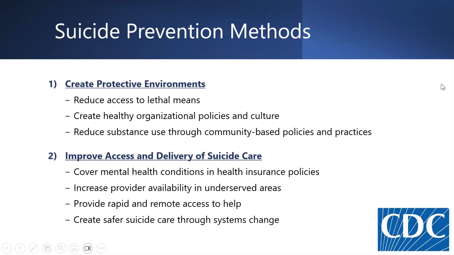The next 3 slides contain 6 overall suicide prevention methods. The first method is to create protective environments by reducing access to lethal means among persons at risk for suicide, creating healthy organizational policies and culture, and reducing substance use through community-based policies and practices. The second method is to improve access and delivery of suicide care by covering mental health conditions and health insurance policies, increasing provider availability in underserved areas, providing rapid and remote access to help, and creating safer suicide care through systems change.